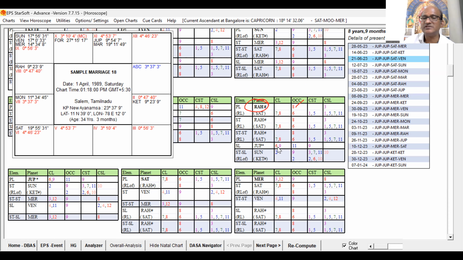Any doubt in this? You explained up to the Dasa Lord, sir. Then we will check the Bhukti Lord, which is going to be favorable. Yes, Pawan ji.